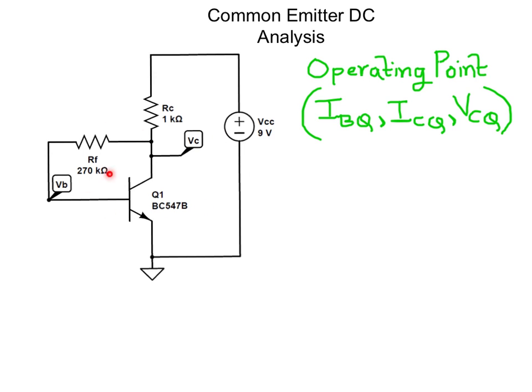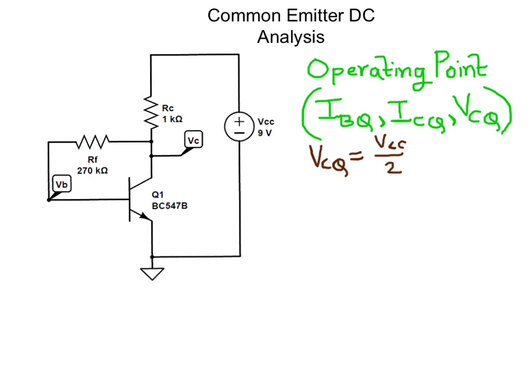Let's do a more detailed DC analysis on the improved common emitter circuit. So we want to find the operating point. More specifically, we want to find the quiescent base current, the quiescent collector current, and the quiescent collector voltage. We want to design the circuit such that the quiescent collector voltage, or the output voltage of the circuit in the steady state, is half the supply voltage, or 4.5 volt. So we want VCQ equals VCC over 2.